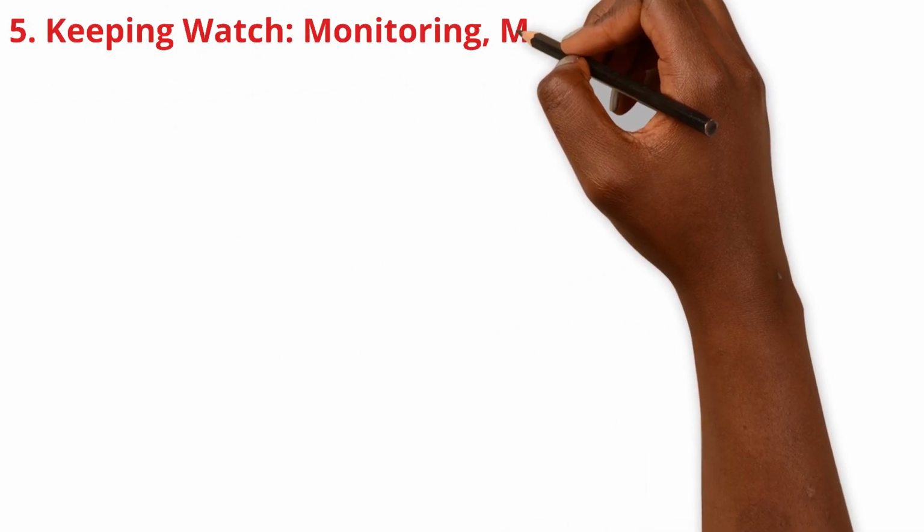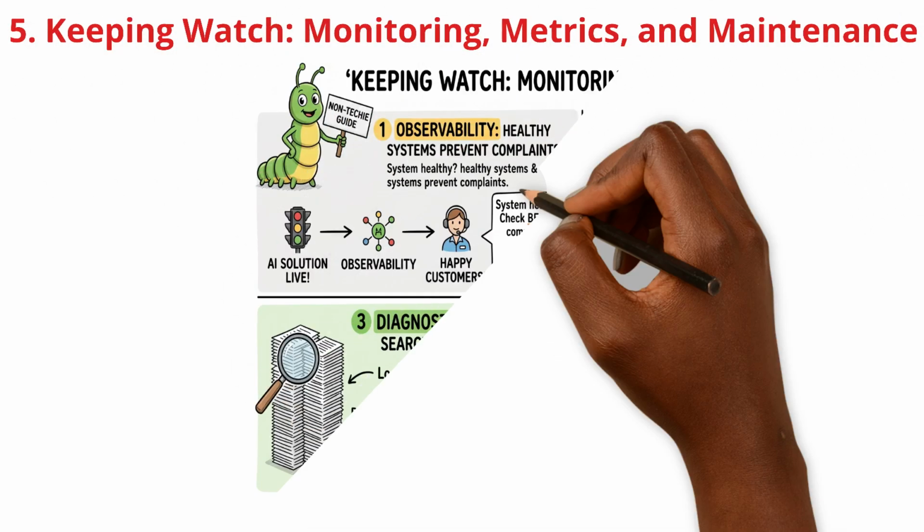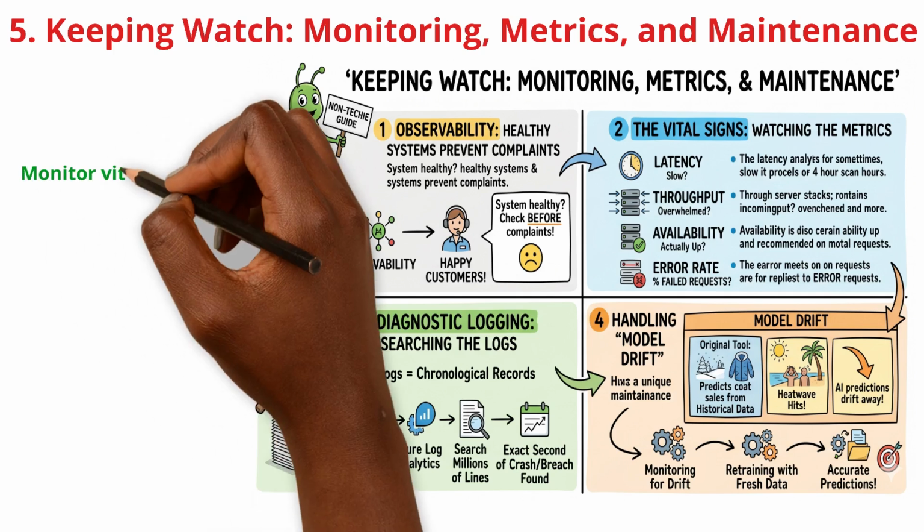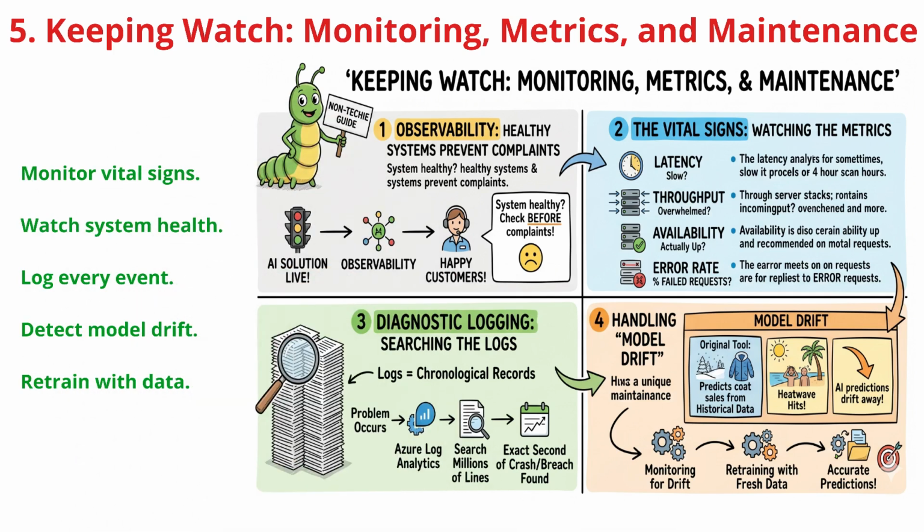Once an AI solution is live, the focus shifts to observability, knowing the system is healthy before a customer ever has to complain. We monitor the 4 vital signs: latency, throughput, availability, and error rate. When trouble strikes, we dive into diagnostic logging, using Azure Log Analytics to sift through millions of data points to find the exact moment of a crash.